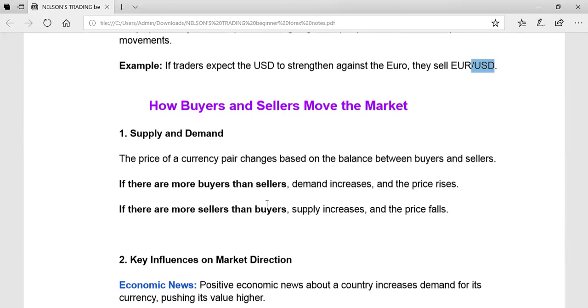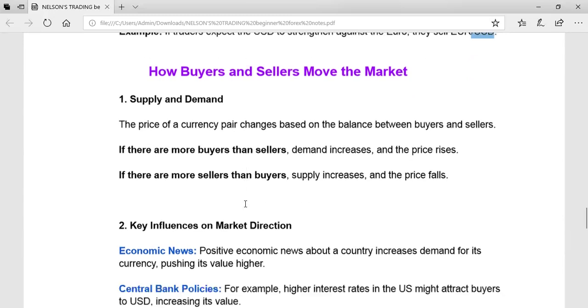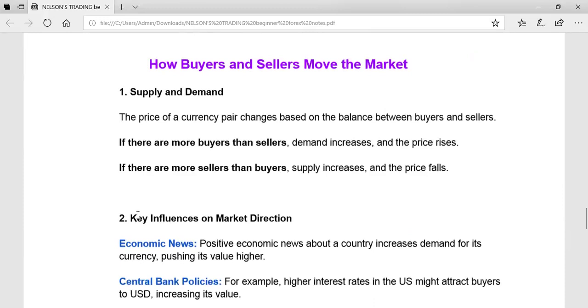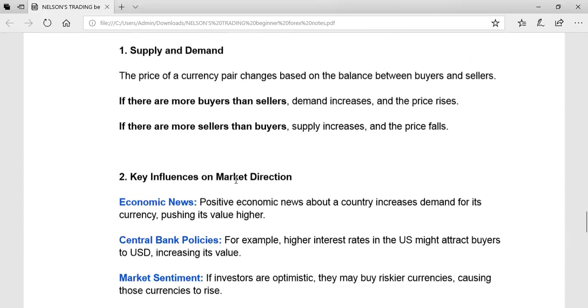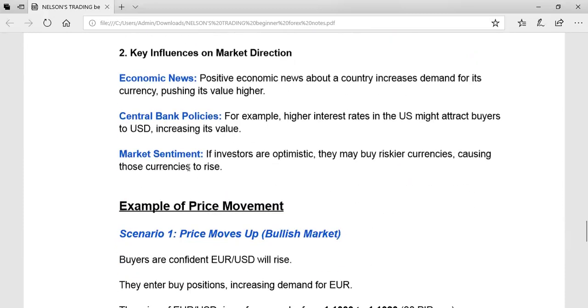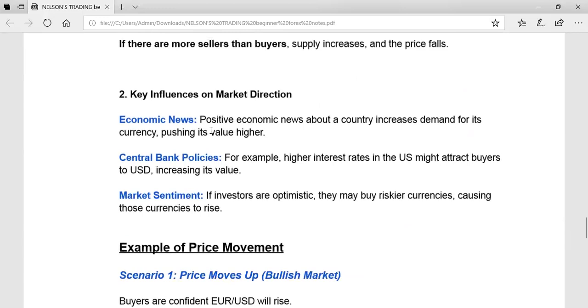That is exactly what's happening in a business, and this is exactly what's happening in Forex trading. Most people usually complicate things in Forex, but it's simple. You need to understand this basic thing first before you go into the charts. At the second point, we look at the key influences on market direction, the influences that cause the market to move in a certain direction.